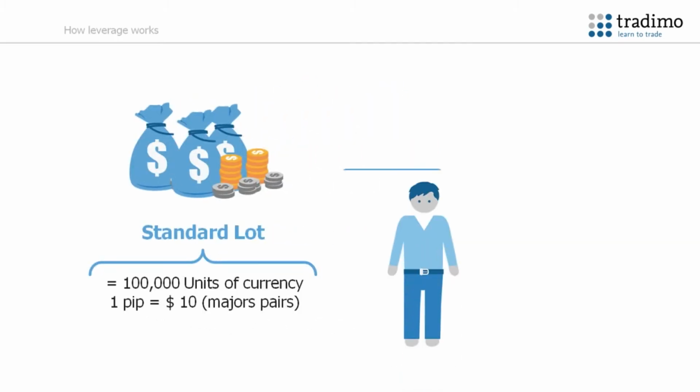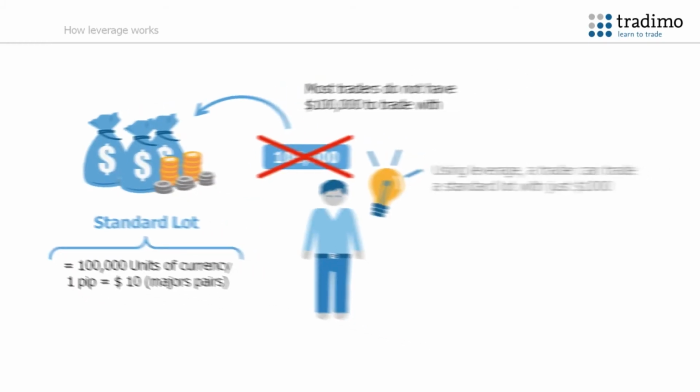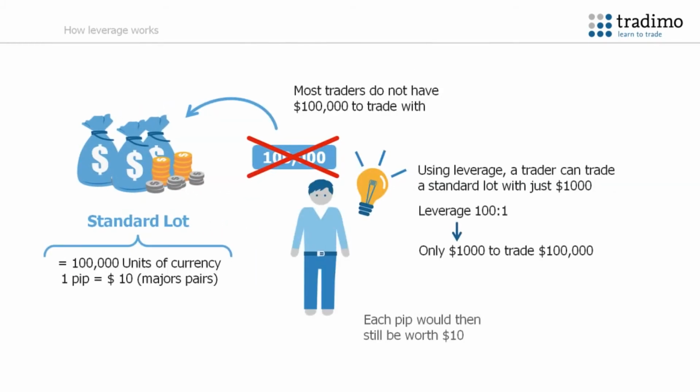Most traders, especially when starting out, do not have $100,000 to purchase a standard lot with, and so a trader can make use of leveraging. So with a leverage of 100 to 1, a trader can trade a standard lot with just $1,000, and the broker effectively lends the trader $99,000 to make up the rest of the standard lot. The trader will then still gain or lose $10 per pip, but with just a $1,000 starting capital.